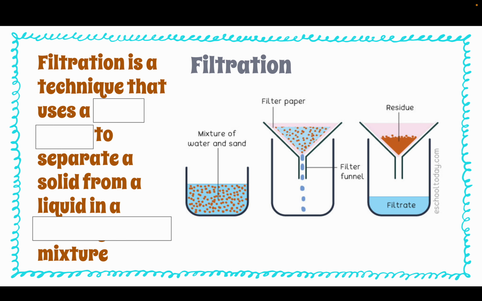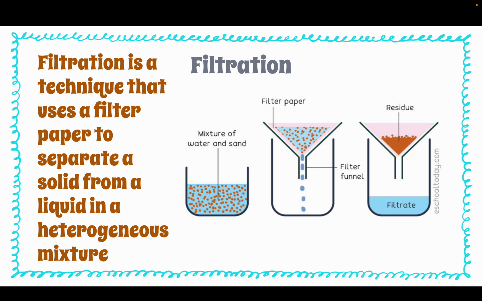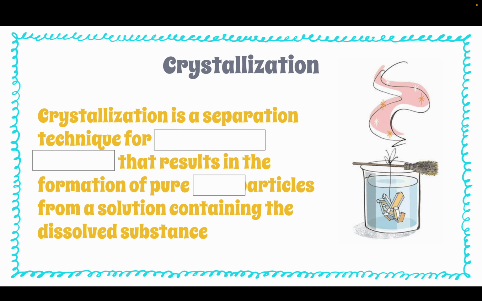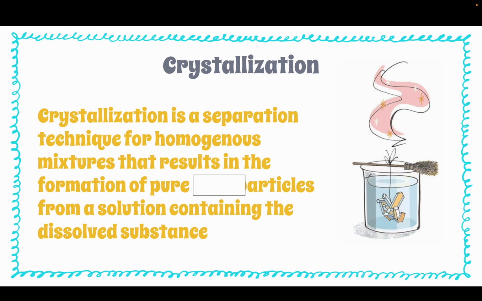First of all is filtration. Filtration is a technique that uses a filter paper to separate a solid from a liquid in a heterogeneous mixture. Next, we'll talk about crystallization. Crystallization is a separation technique for homogeneous mixtures that results in the formation of pure solid particles from a solution containing the dissolved substance.